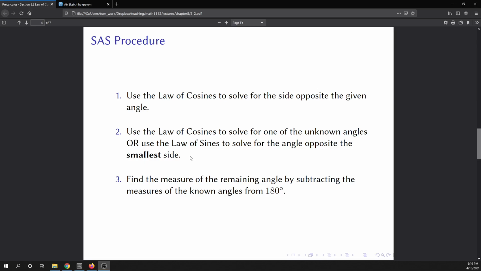If you don't do that, then you run the risk of your calculator not giving you the correct answer, and then you'd have to make some adjustments there. So it's better just to avoid that issue. It's kind of like the ambiguous case of the law of sines, where you had to look for two cases. If you go for the angle opposite the smallest side in the law of sines, that will avoid that ambiguity. And then finally, after that point, you'll know two of the angles. To find the measure of the third angle, you just subtract the measures of the ones you know from 180 to get that third one.